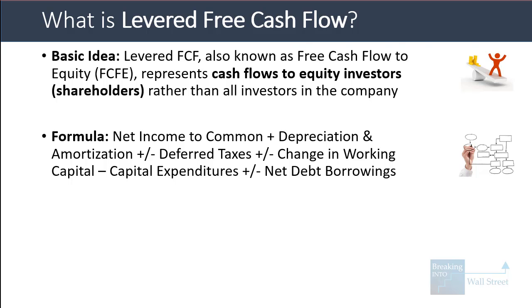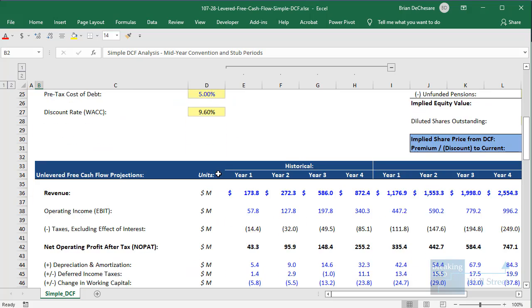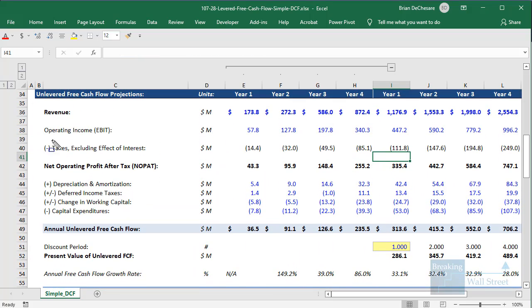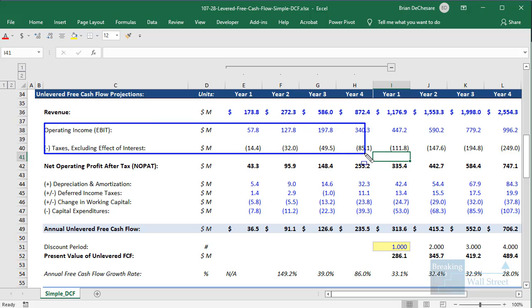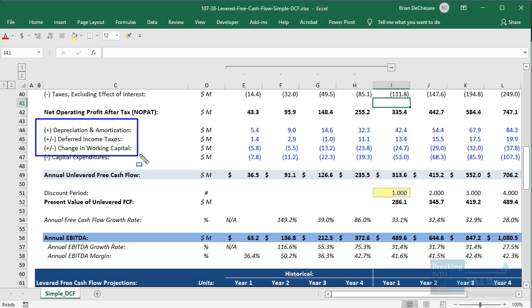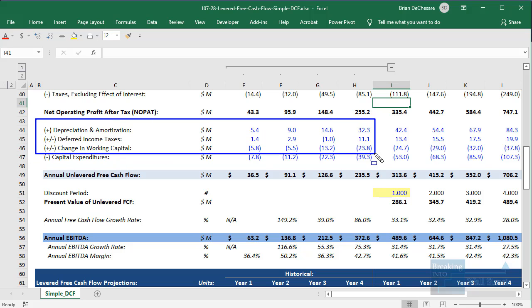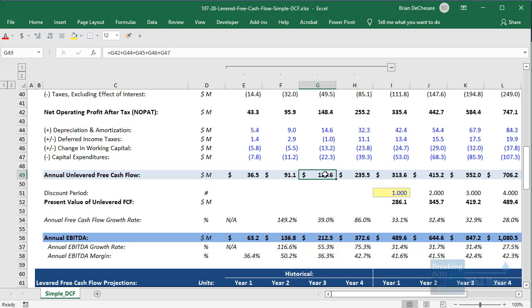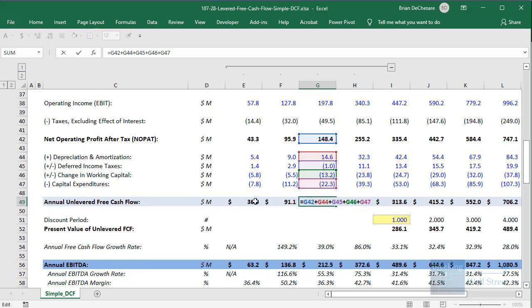Let's go into Excel and take a quick look at what this looks like. So you can see a standard unlevered analysis up here where we go to operating income, we subtract taxes to get to NOPAT, we add back many of these non-cash charges or adjust for them. We have depreciation and amortization, deferred income taxes, the change in working capital, capital expenditures, and we take all those together to get to the unlevered free cash flow number.